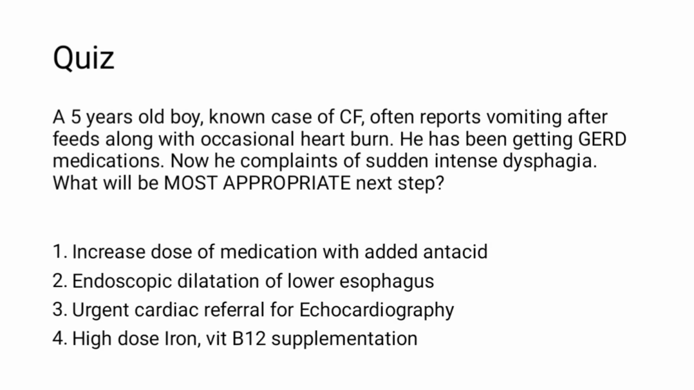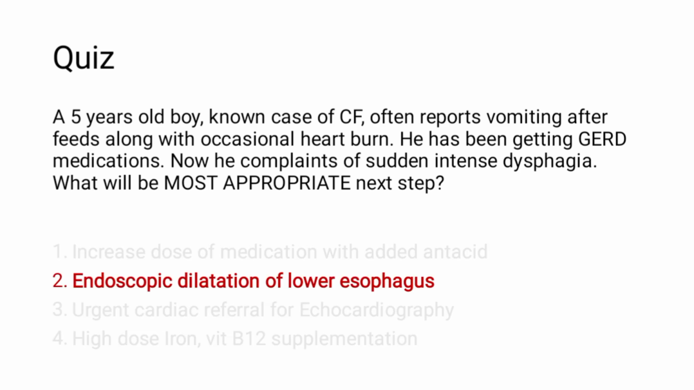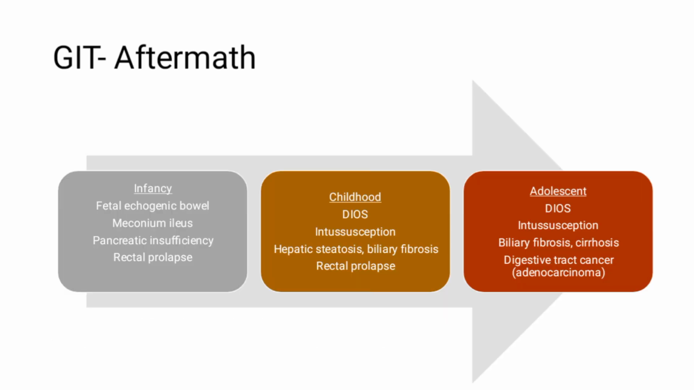A 5-year-old boy, known case of CF, getting treatment for GERD, now complains of sudden intense dysphagia. What will be the most appropriate next step? So the problem is esophageal stricture. That is a common problem due to thick mucus infection in the lower esophagus, and the treatment should be endoscopic dilatation of the lower esophagus. So this is the GIT aftermath.